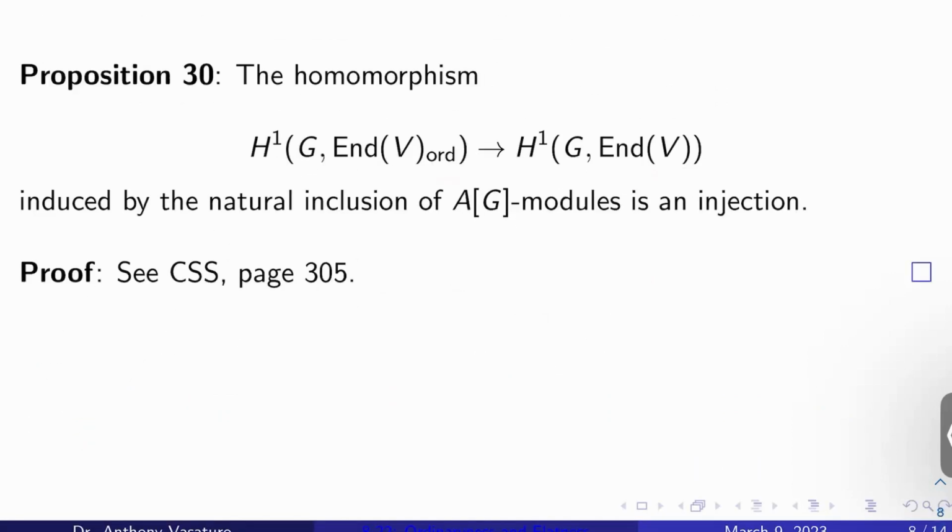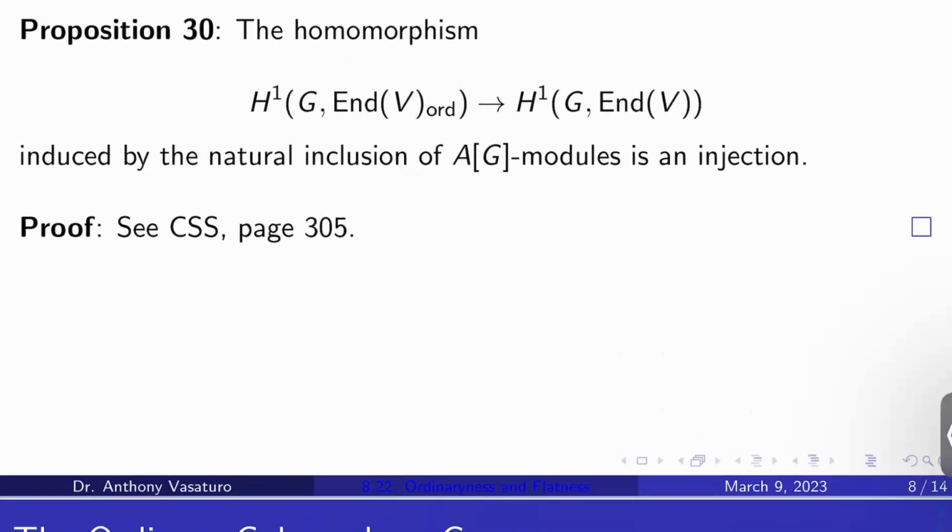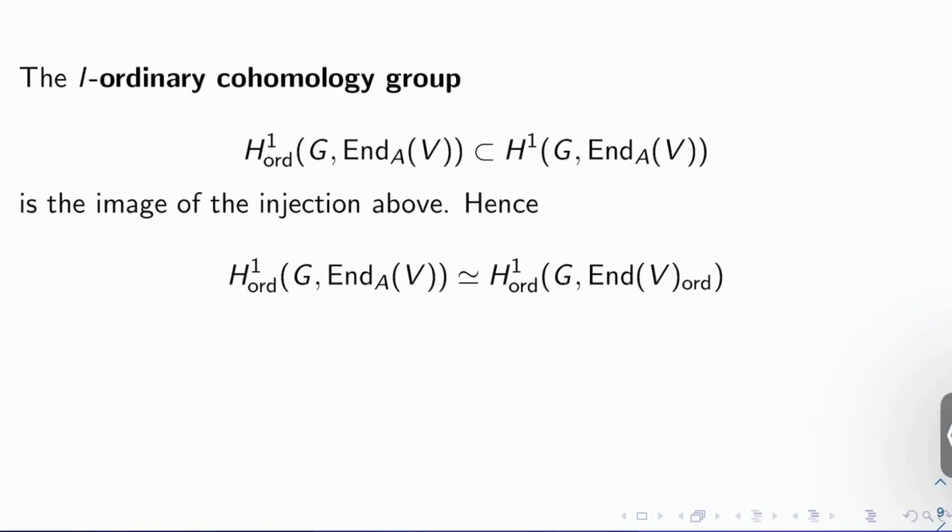So proposition 30: the homomorphism H^1(G, V^ord) to H^1(G, V) induced by the natural inclusion of A[G]-modules is an injection. Thank goodness. Okay. So proof, CCSS page 305, not particularly interesting. What we'll do is say the I-ordinary cohomology group H^1_ord(G, AV) inside the full H^1(G, AV) is going to be the image of that injection above.